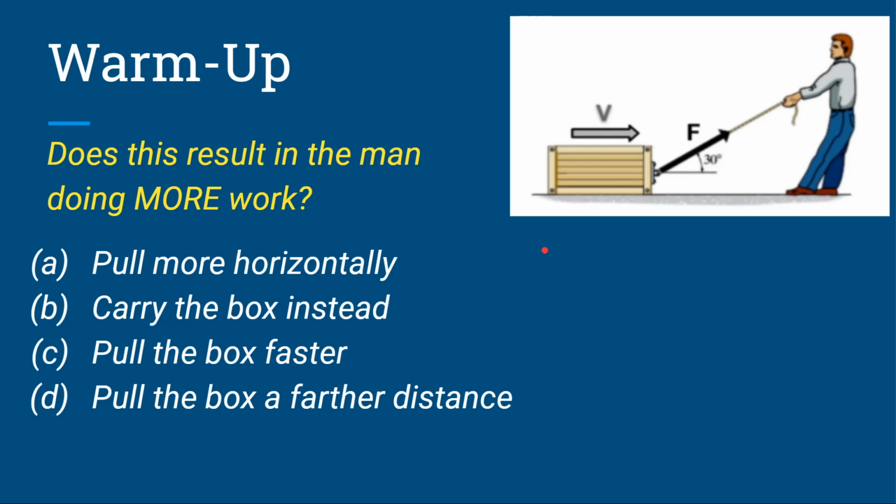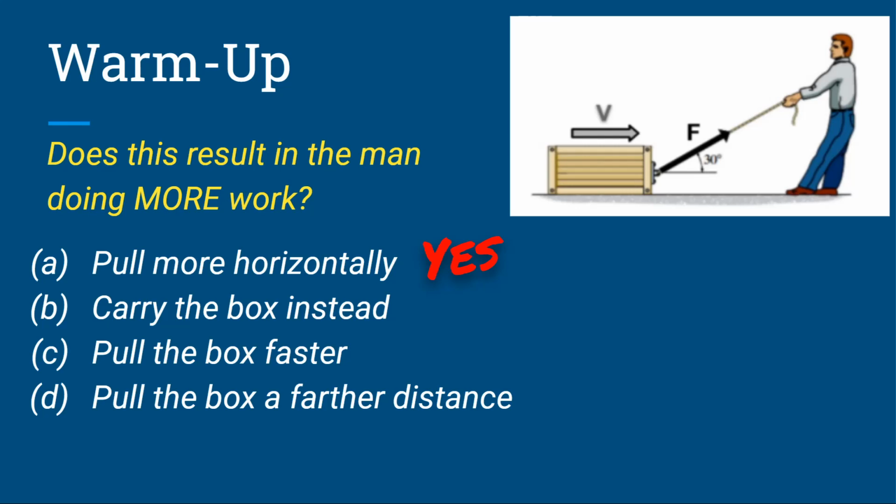Okay, so I want you to think and ask yourself this question: will this change result in more work? All other things remaining equal, will pulling this more horizontally result in him doing more work? Yes. Okay, if everything else remains equal, then yes. If he pulls it more horizontally with that same amount of force, that will be more work. We looked at that example the other day. But right now, he's pulling at an angle of 30 degrees.